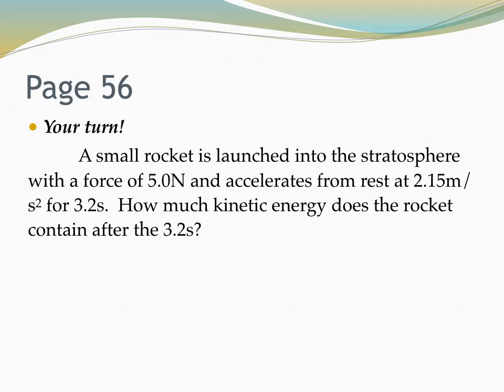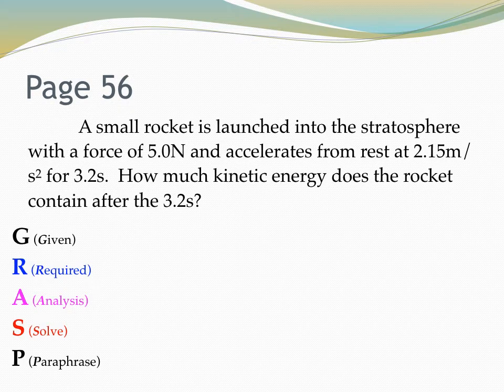Okay, you did it. Here we go. Let's take a look at it together. So we're going to start with GRASP. Now, first off, we've got given. So what is given? We have the force of 5 newtons. We have the acceleration of 2.15 meters per second squared. And we have the difference in time being 3.2 seconds.